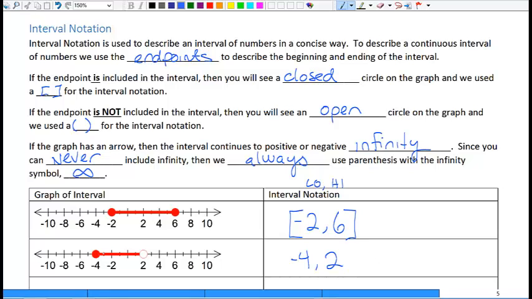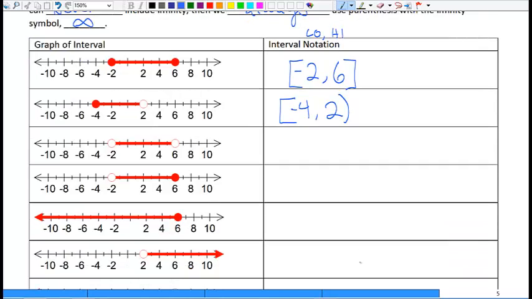I need all of the values in between, so I'm going to use interval notation. All the values between negative 4 and 2. I can include negative 4, so I use a bracket. I cannot include 2 because it has an open circle. So the open circle tells me that I should have a parentheses there.